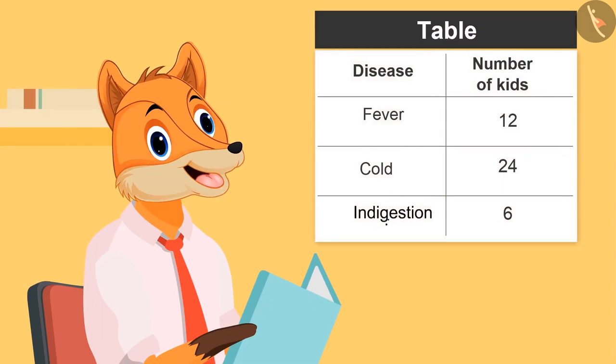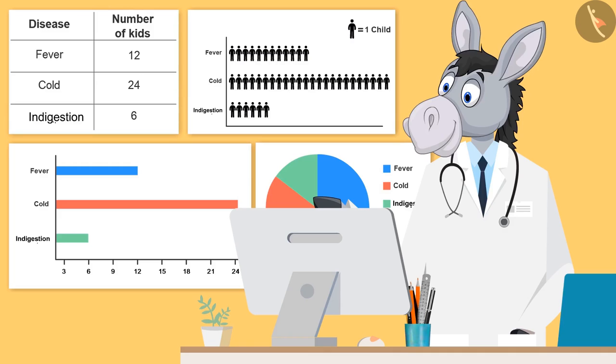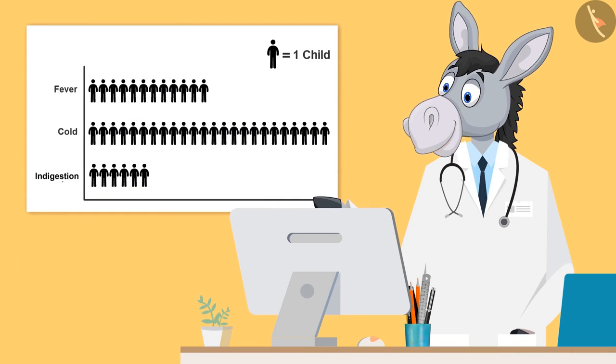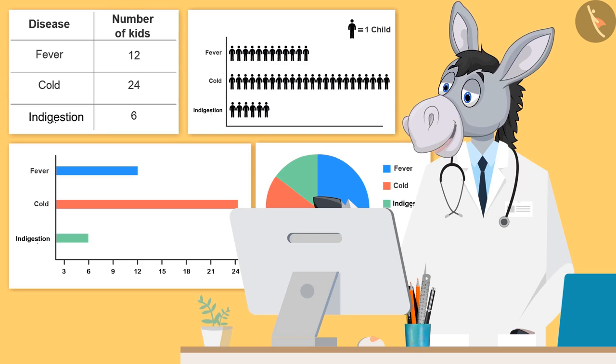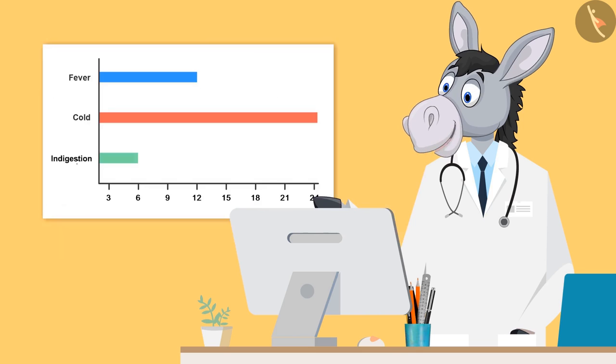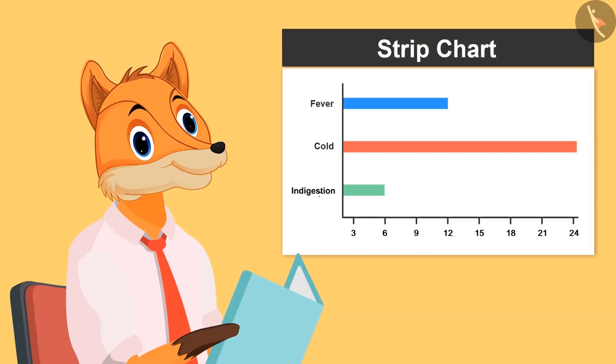Yes, this is called a table. Absolutely right. Now look at this data in another form. I will tell. This is pictograph. Very good. Can you tell me which chart is this? Yes, this is strip chart.